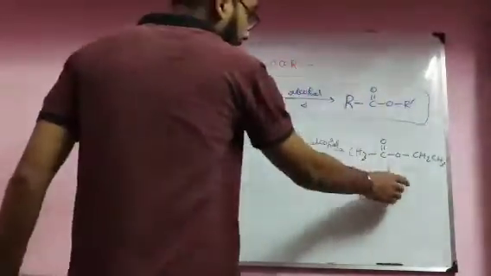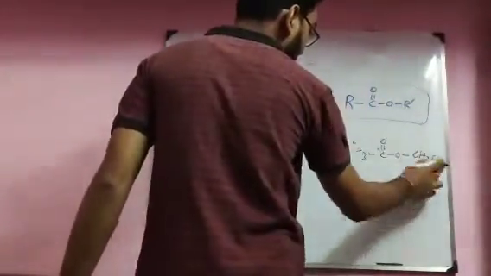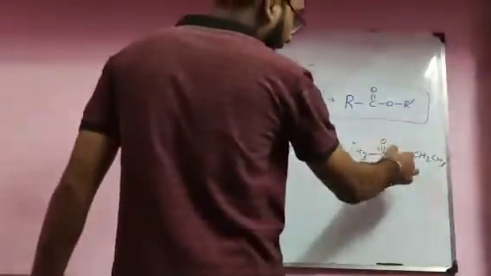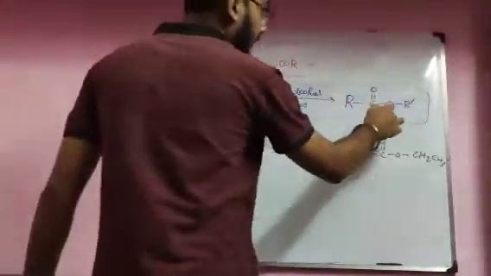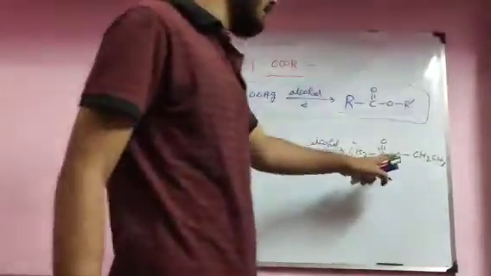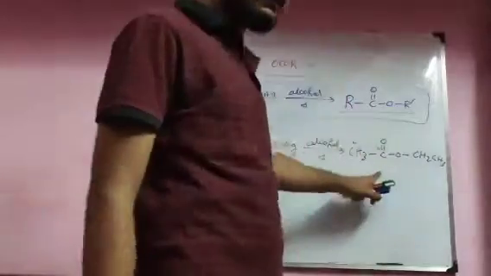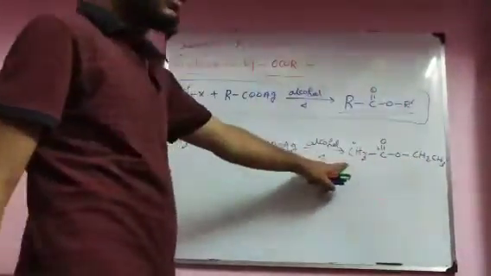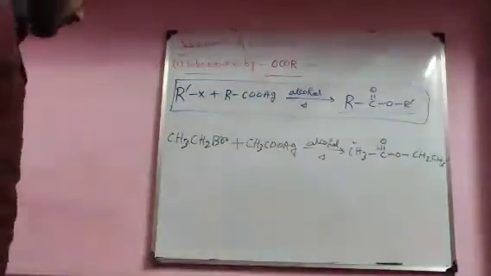Its name is, the IUPAC name of the product is ethyl ethanoate. This is the ethyl group, R-I, this is the ethyl group. Two carbons are present, ethyl ethanoate. Okay.